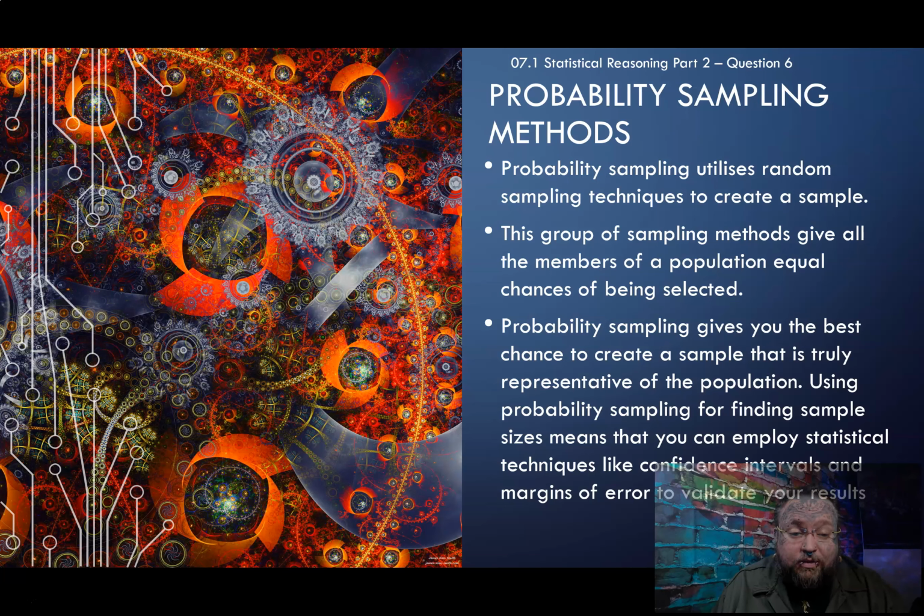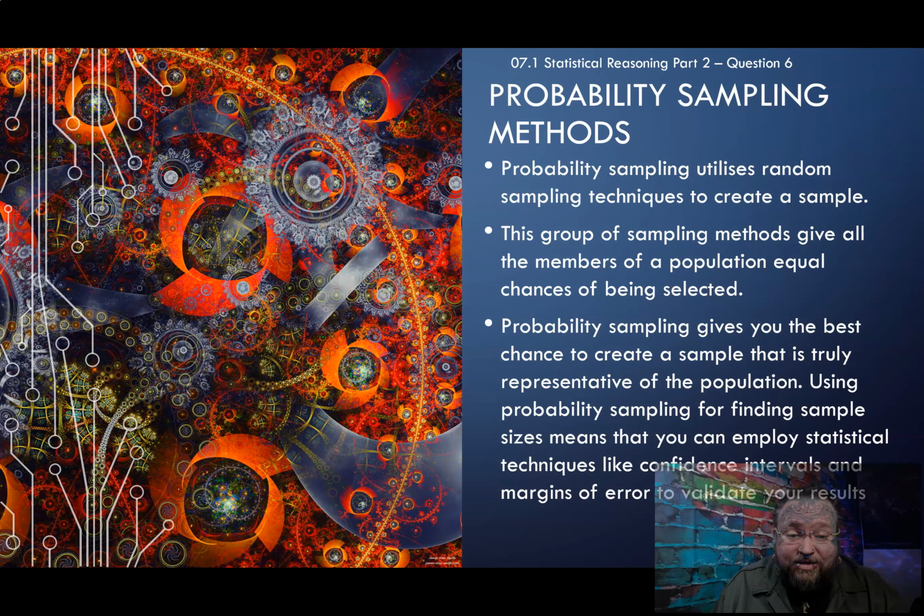This group of sampling methods gives all the members of a population an equal chance of being selected. So not every entity will be part of it, but they're given equal chance, and they're using some other tool to generate a random choice or procedure to help them pick.